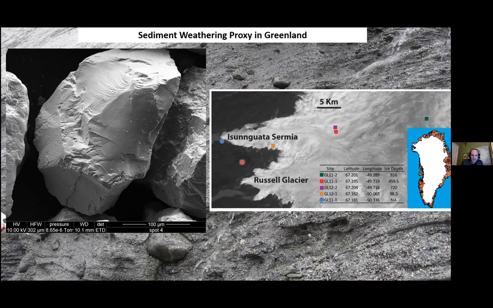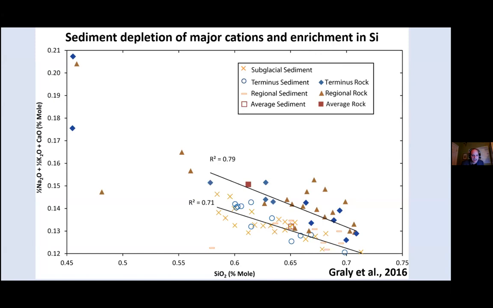This is a sort of synthesis figure of what we found with the sediment compositions down here and rock compositions up here. The thing to pay attention to would be these average compositions, average rock up here, average sediment down here. This has less silica, more mobile cations in rock than sediments, which would be typical of chemical weathering.